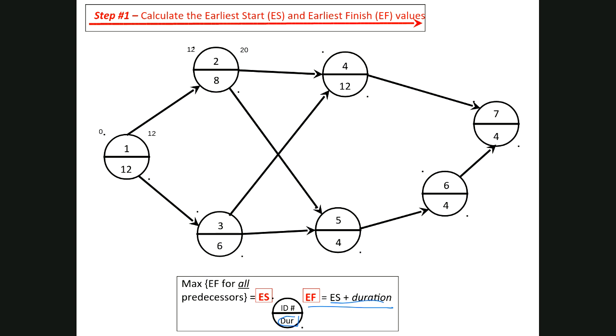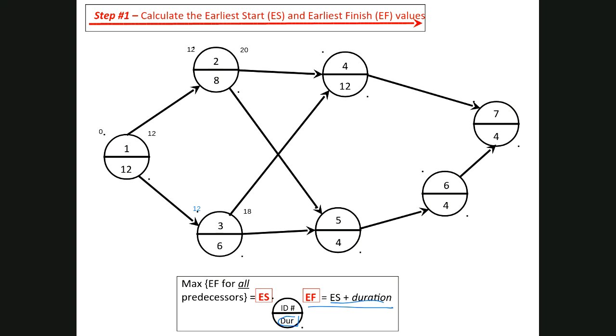All right, so now let's look at task 3. For task 3, when can it start? Well, it's preceded by 1, so the earliest it can start is when 1 finishes, which is at 12. And if it starts at 12, the earliest it can finish is 18. All right. Now we're going to get to task 4, and this is where I need you to think carefully.